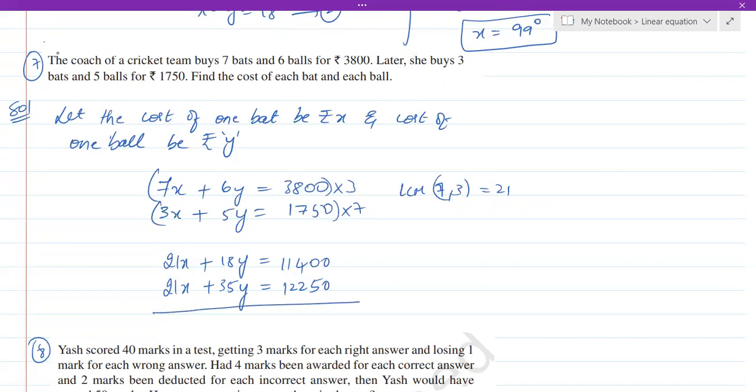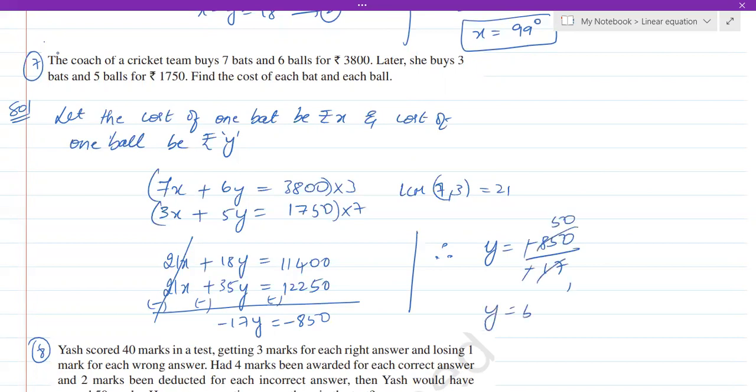Now both have the same sign, so let's change the sign. Plus 21X minus 21X gets cancelled. Plus 18Y minus 35Y gives us minus 17Y equal to plus 11,400 minus 12,250. That gives us minus 850. Therefore, Y value is minus 850 divided by minus 17. Minus minus gets cancelled. 17 fifties are 850. Therefore, Y is 50. Cost of one ball is 50 rupees.